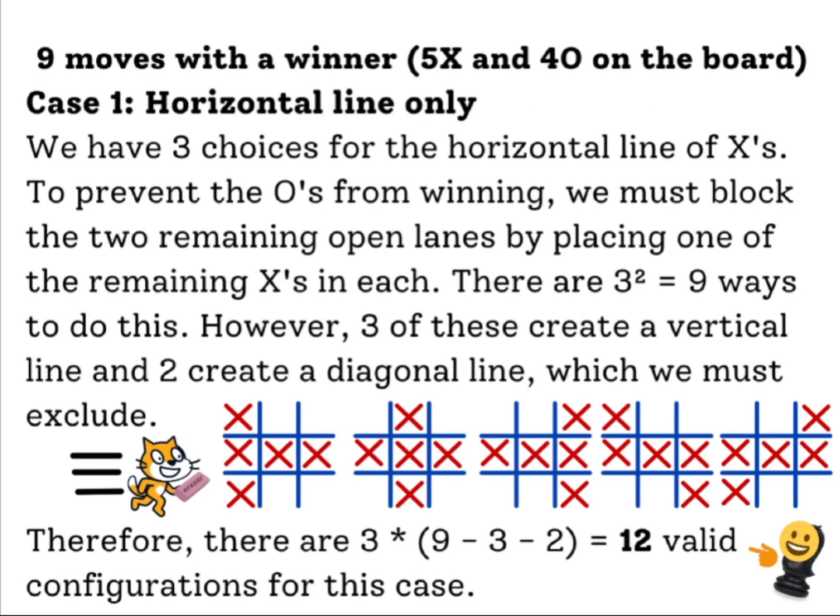Case 1. Horizontal line only. We have 3 choices for the horizontal line of x's. To prevent the O's from winning, we must block the 2 remaining open lanes by placing one of the remaining x's in each. There are 3 to the power of 2 equals 9 ways to do this. However, 3 of these create a vertical line and 2 create a diagonal line. Therefore, there are 3 times (9 minus 3 minus 2) equals 12 valid configurations for this case.